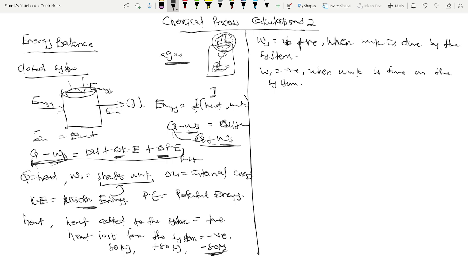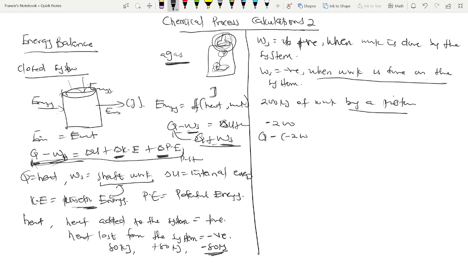When you have a question which says that 200 kilojoules of work was done by a piston, since the work is being done by the piston on the system, it follows this. Work is done on the system, so the work becomes negative 200. When we substitute that into the first law of thermodynamics, it becomes Q minus negative 200, and that gives us Q plus 200.